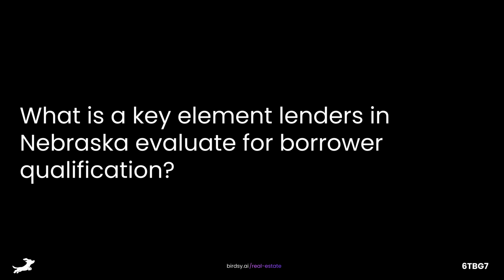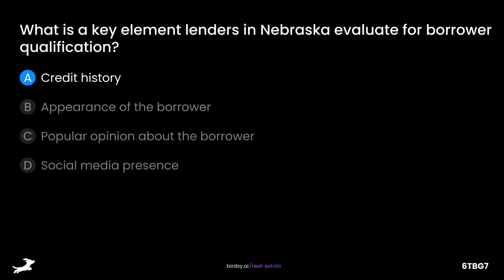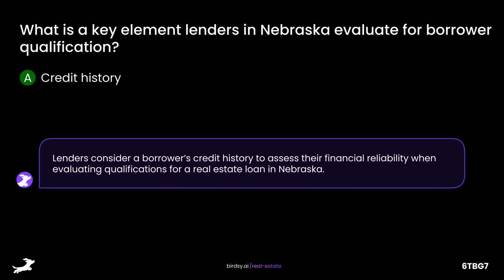What is a key element lenders in Nebraska evaluate for borrower qualification? Is it A. Credit history, B. Appearance of the borrower, C. Popular opinion about the borrower, or D. Social media presence? The answer is A. Credit history. Lenders consider a borrower's credit history to assess their financial reliability when evaluating qualifications for a real estate loan in Nebraska.